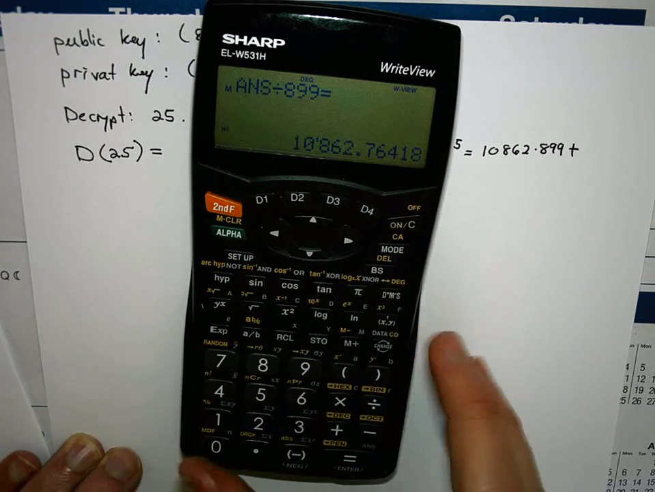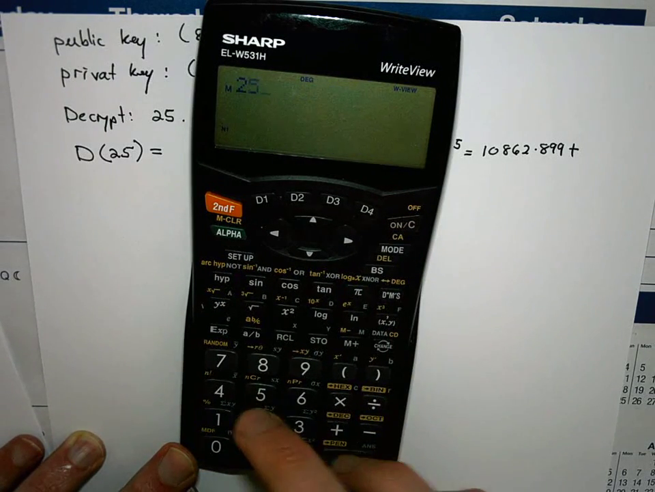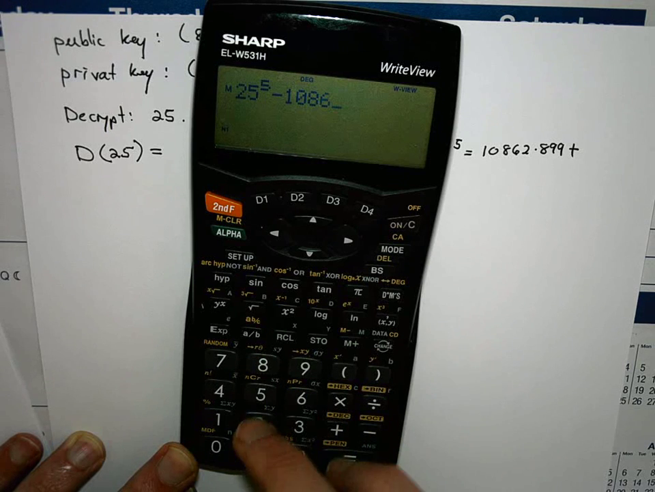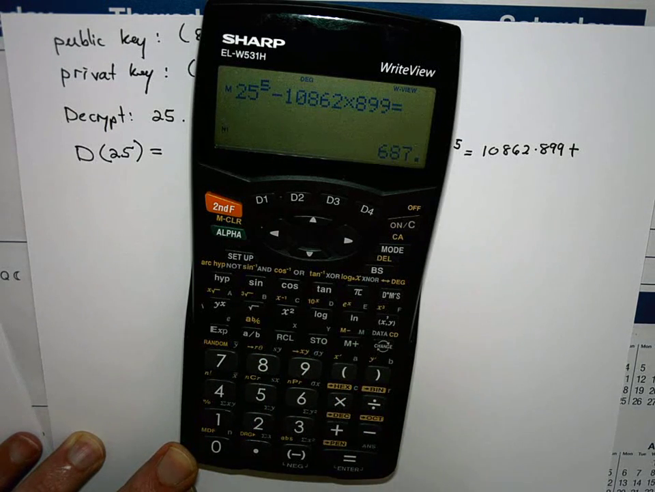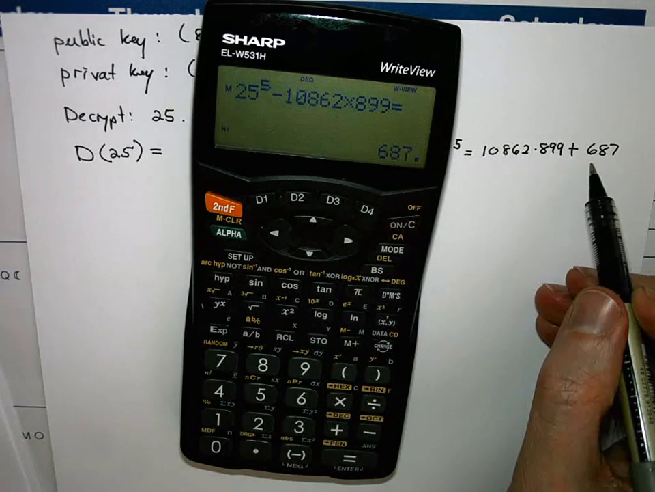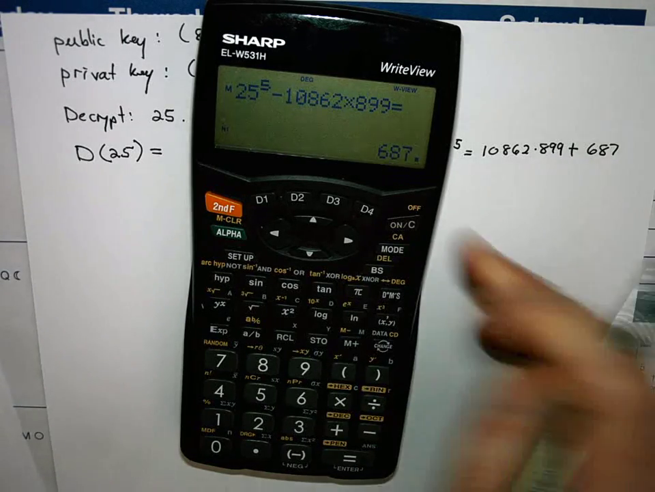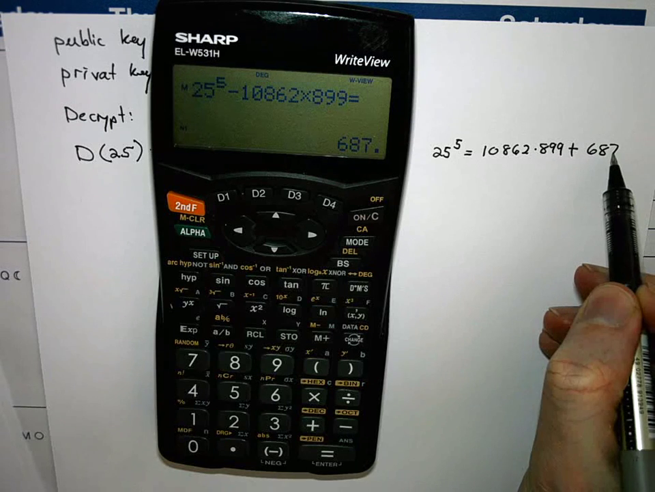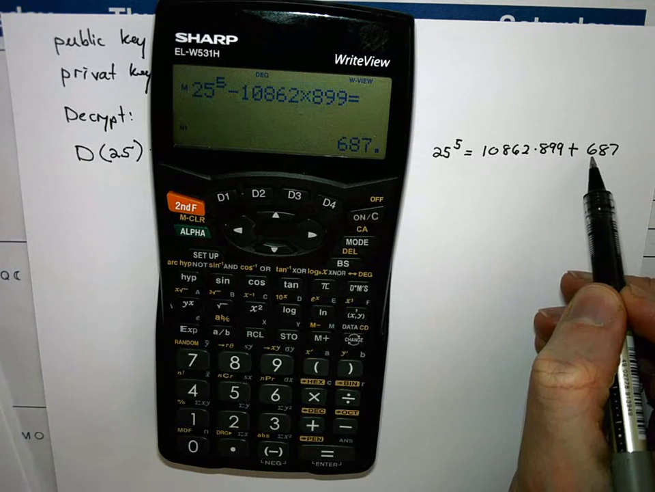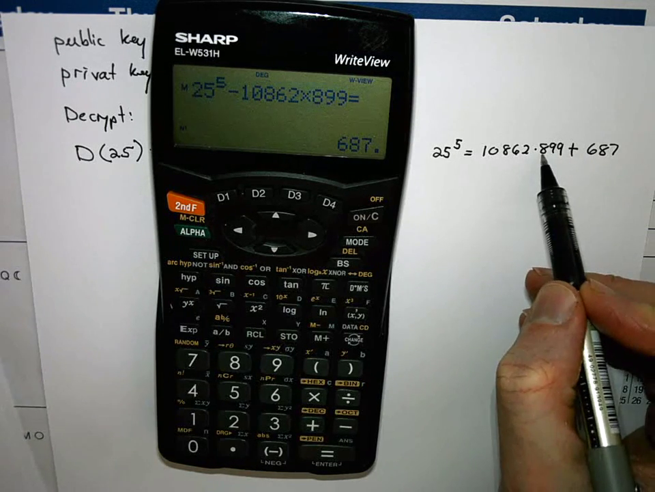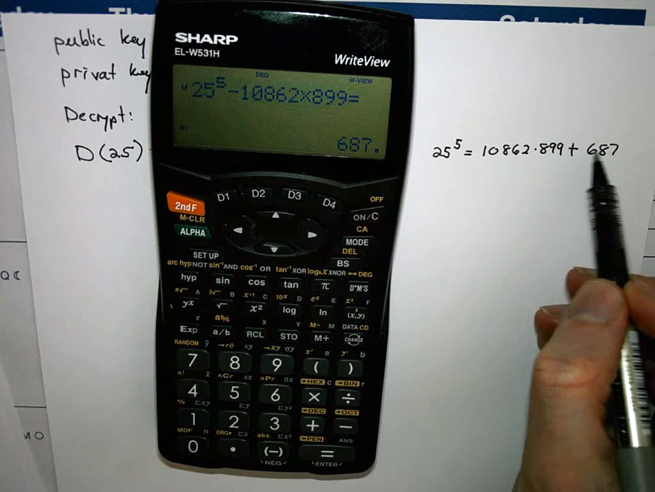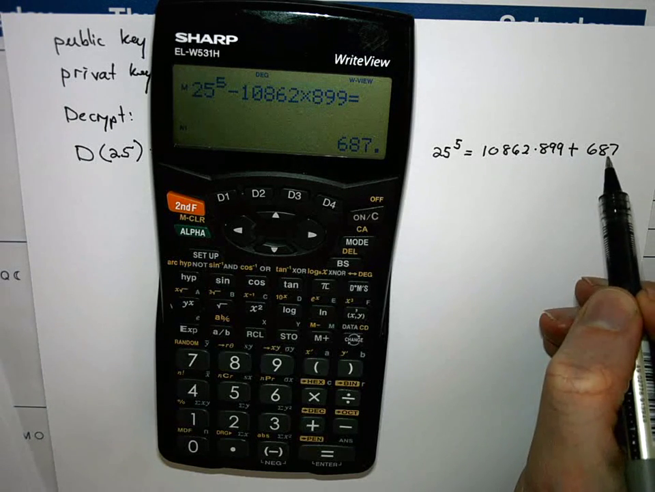So the remainder is 25 to the power 5 minus 10,862 times 899, which gives me 687. Now there's a little check you can perform all the time, because the intention is that this must be a remainder after division by 899. Firstly it needs to be non-negative, so 0 or larger, but it also needs to be strictly less than what you're dividing by, in this case strictly less than 899. If you get something else, you've made a mistake, because this needs to be a remainder.